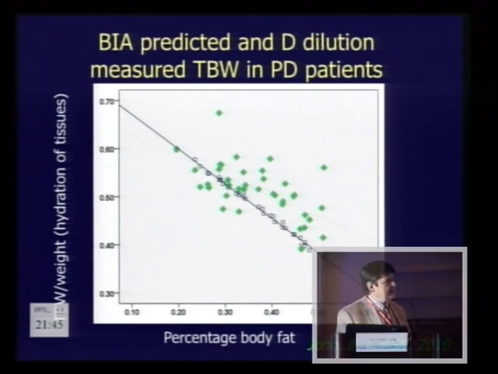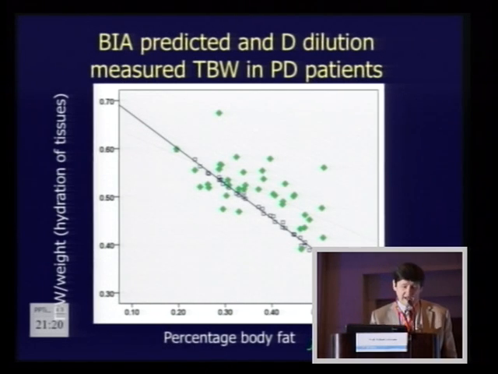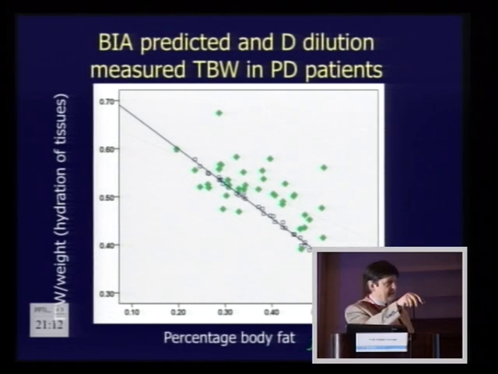So we did a similar study in the PD population looking at the determinants of overhydration in PD patients. This is the same type of technique that we use for the hemodialysis patients I just showed you. Again, I'm comparing predicted total body water from bioimpedance with actual measured total body water using deuterium dilution. And again, as you see, the majority of patients are above the line. So more patients are overhydrated compared to underhydrated. But actually, compared to the hemodialysis population, it's about the same. Perhaps there's a bit more variability in the PD patients.